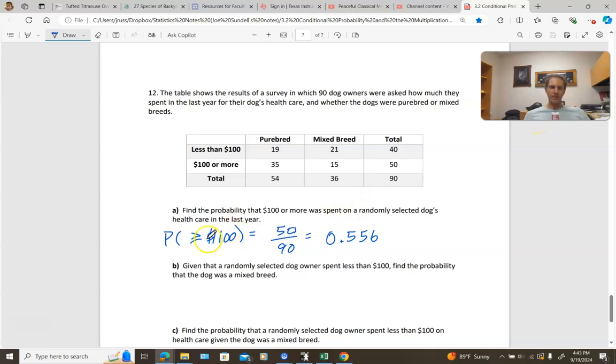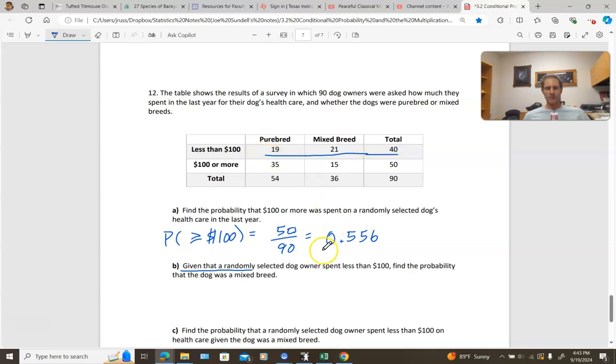Okay, what about part B? Given that a randomly selected dog owner spent less than $100, find the probability that the dog was a mixed breed. So guys, whenever they say "given that," this is like conditional probability, sort of. So our sample space is going to get decreased in size. Now when it says given that the dog owner spent less than $100, we are only looking in this row.